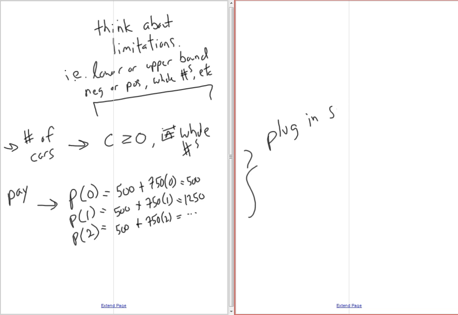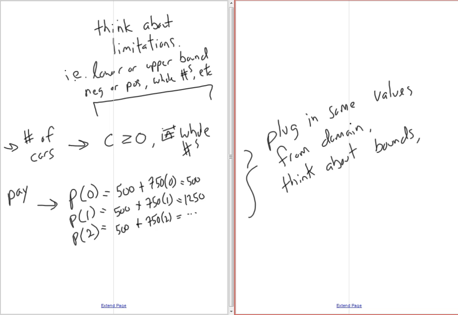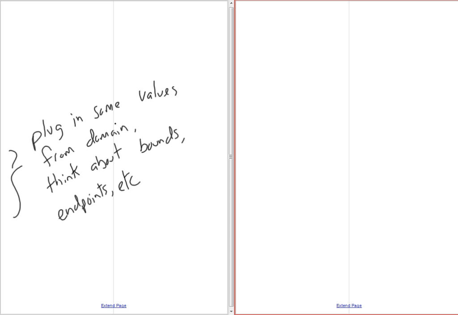So with respect to the range, plug in some of those values from the domain, particularly the lower bound, and also maybe the upper bound. Think about the types of numbers that you would get: whole numbers, fractions, positives, negatives. Is there anything that just doesn't make sense?